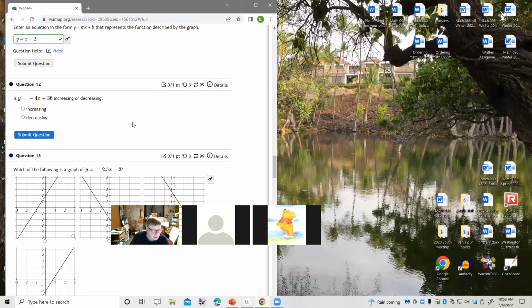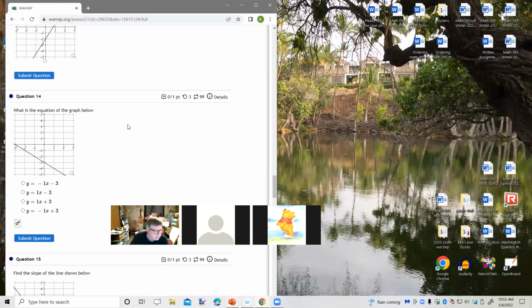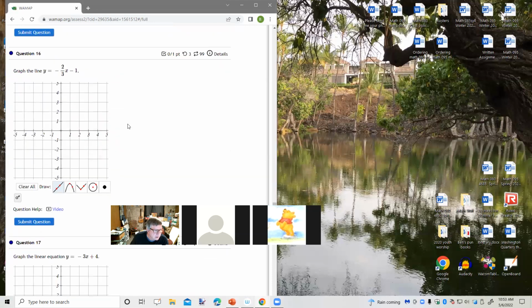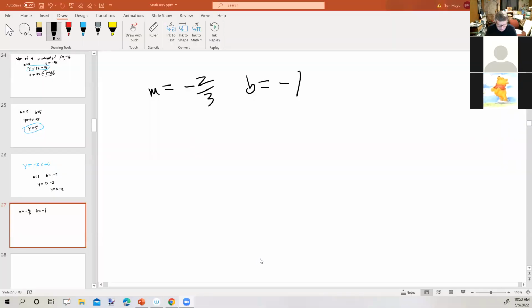All right. Let's see here. Same thing, same thing. Graph the line y equals negative 2/3 x minus 1. What's the slope? Negative 2/3. What's the y-intercept? Negative 1. Yeah, now, I want to switch back to my whiteboard screen here for a minute. So the slope is negative 2/3 and the y-intercept is negative 1.